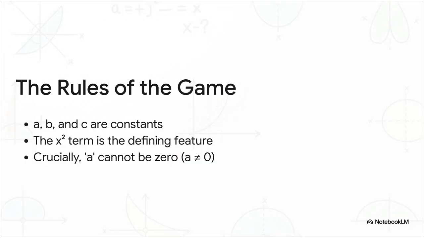Now, there are a few rules to this game. The a, b, and c are just placeholders for regular numbers. They're constants that give each parabola its own unique shape. But that x squared term, that's the one thing you can't get rid of. And that leads to the most important rule of all. A, the number out front, absolutely cannot be 0. Why? Well, think about it. If a was 0, it would wipe out the x squared term completely, and we'd just be left with a plain old straight line, a linear function, not our cool curve.